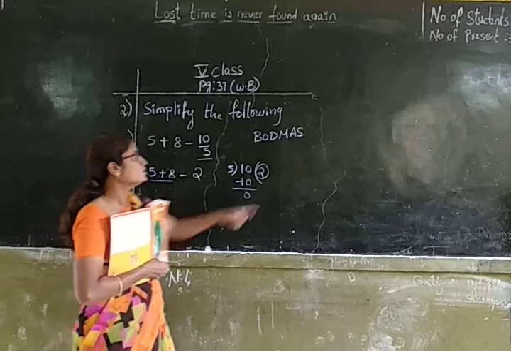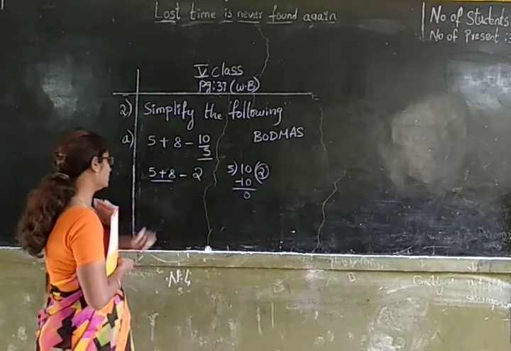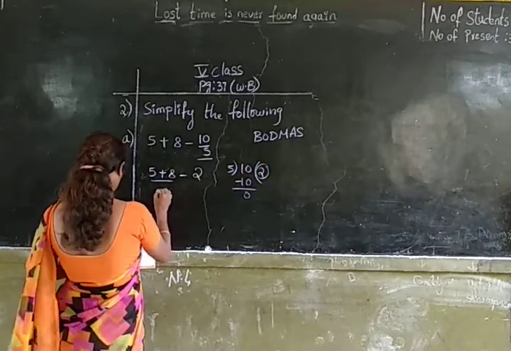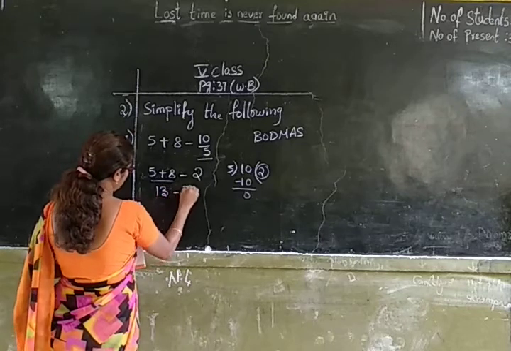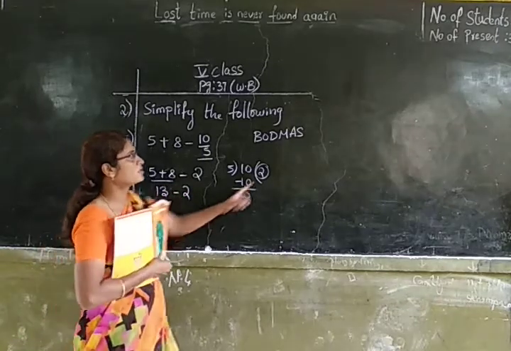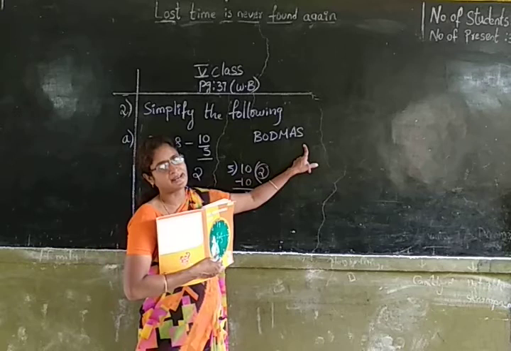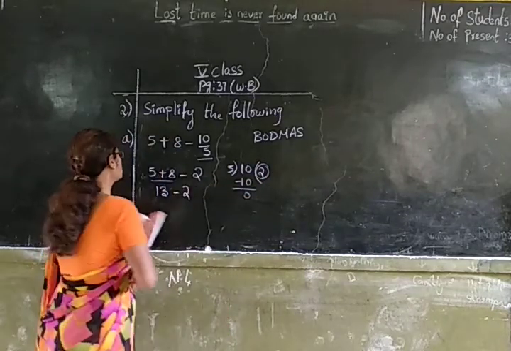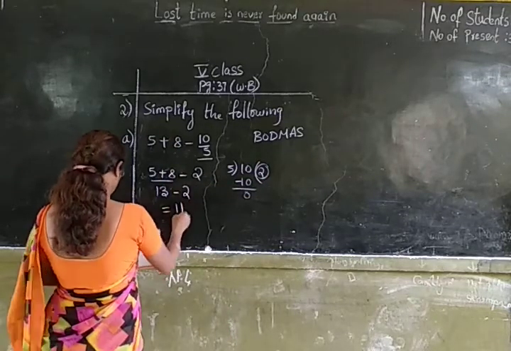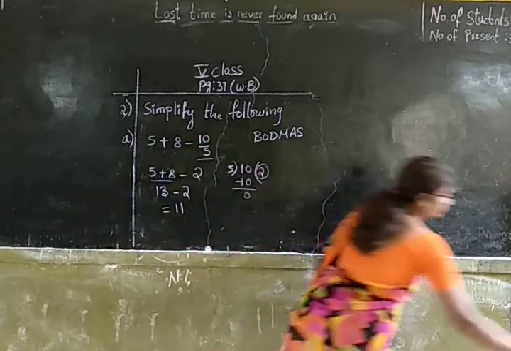Multiplication is not there, so you have to do the addition. 5 plus 8 is 13. And in the last, what do you have to do? You have to do the subtraction. So 13 minus 2 is equal to 11.